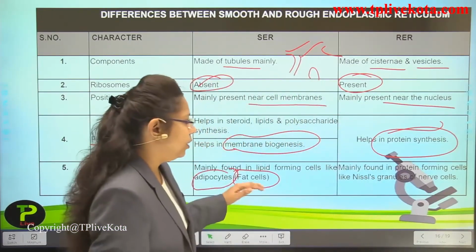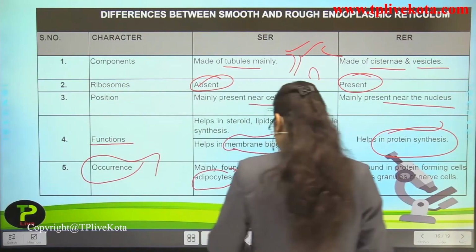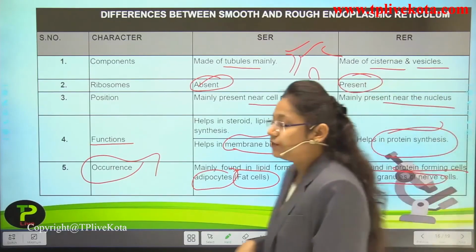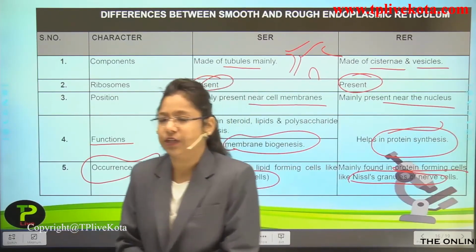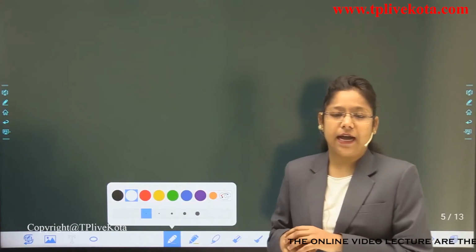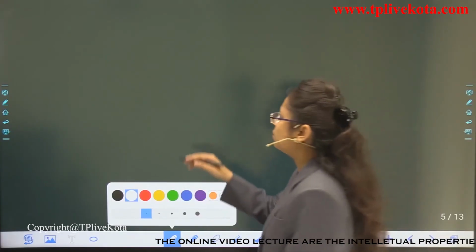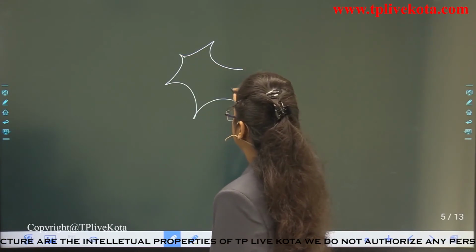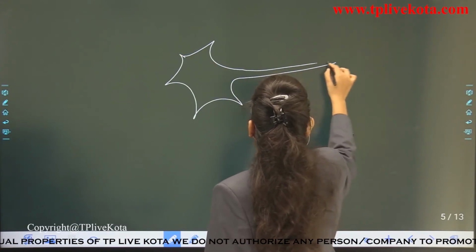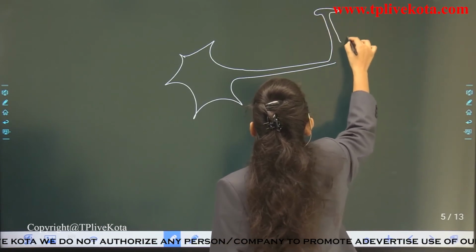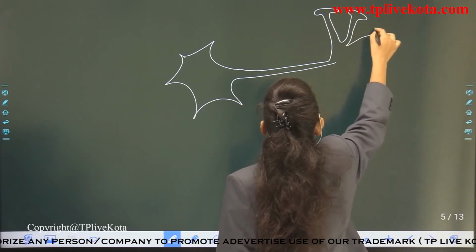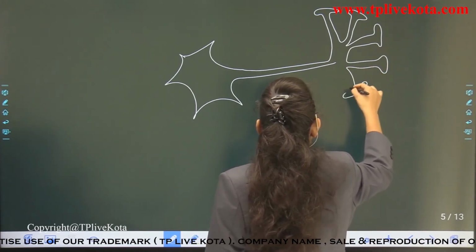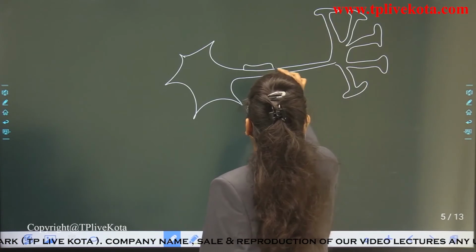And if we talk about RER, they are found mainly in the protein forming cells, like Nissl's granules of the nerve cell. Now, what are the Nissl's granules of the nerve cell? See students, here I am going to tell you about the Nissl's granules. So, this is the diagram of a neuron. I am going to draw it clearly so you can understand it better. And these are the axons which are present over it.